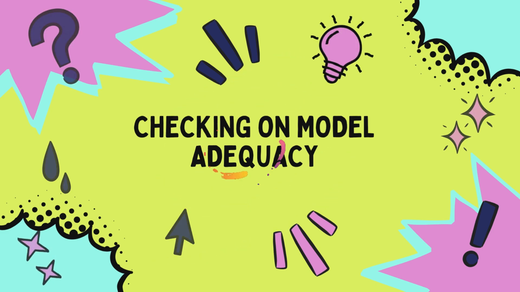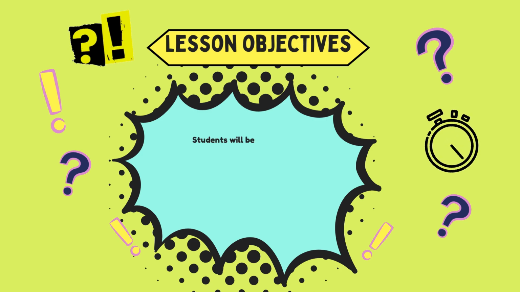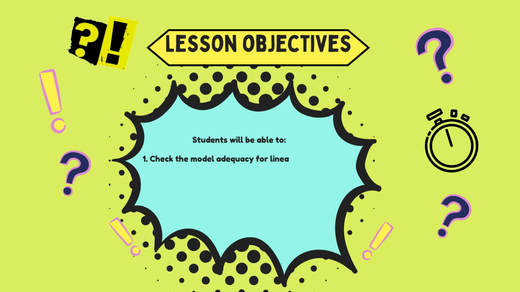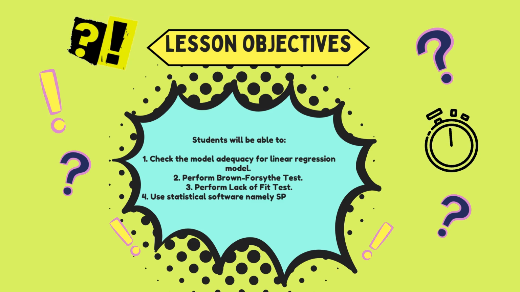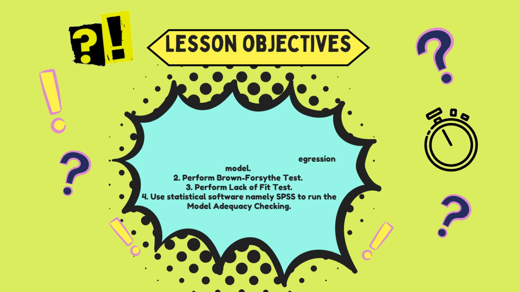Welcome to Chapter 4, Checking on Model Adequacy. In this chapter, students will be able to: 1. Check the model adequacy for linear regression model. 2. Perform Brown-Forsythe test. 3. Perform lack of fit test. 4. Use statistical software, namely SPSS, to run the model adequacy checking.